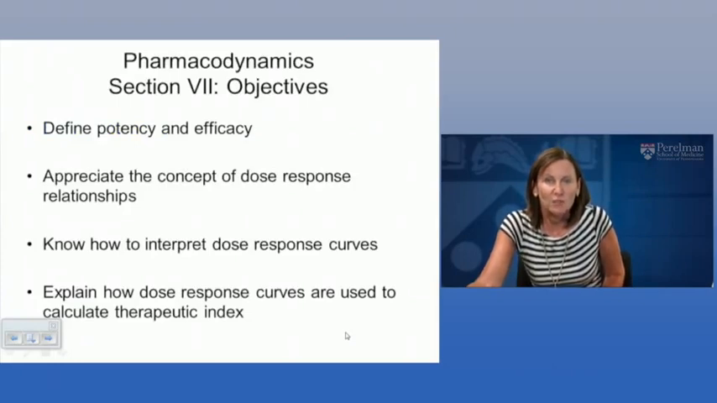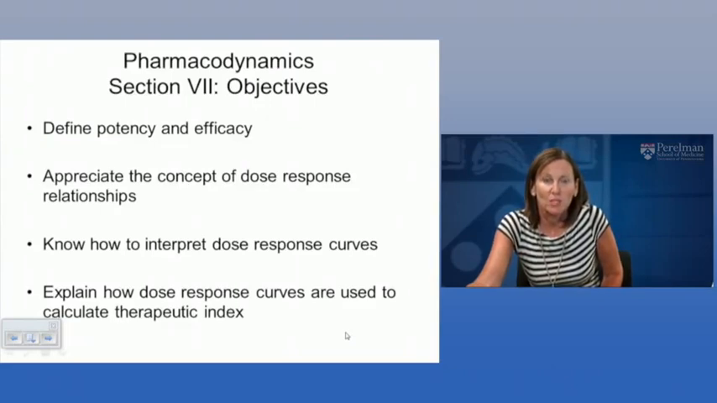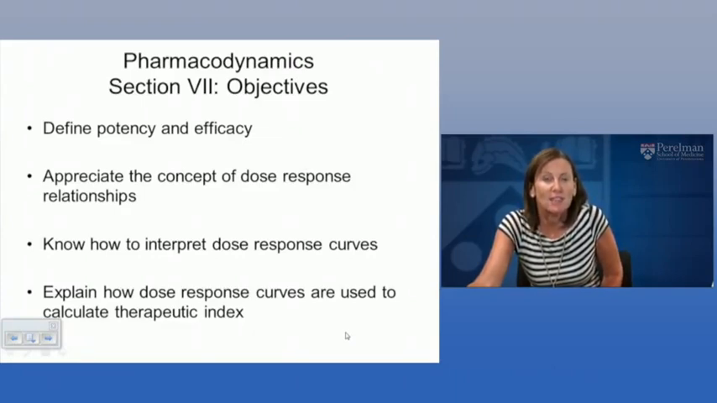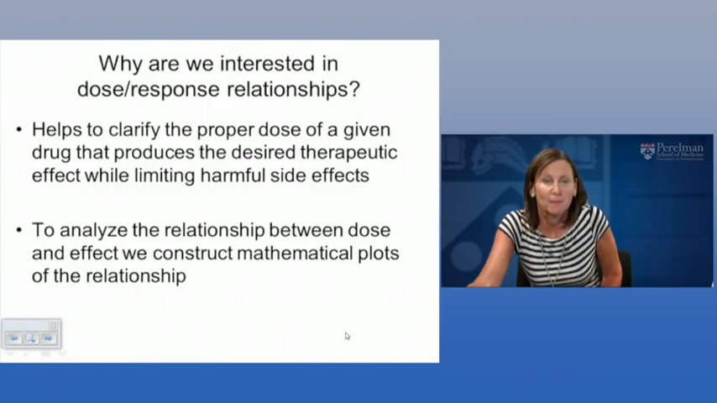So our objectives for section 8 are the following: define potency and efficacy, be able to appreciate the concept of dose-response relationships, know how to interpret dose-response curves, explain how dose-response curves are used to calculate the therapeutic index.